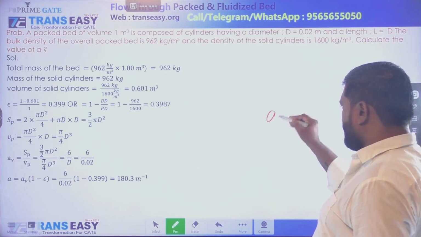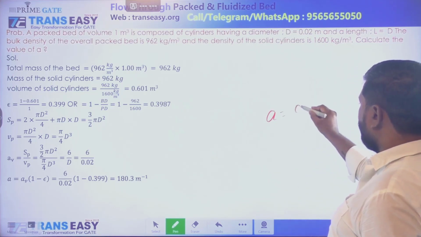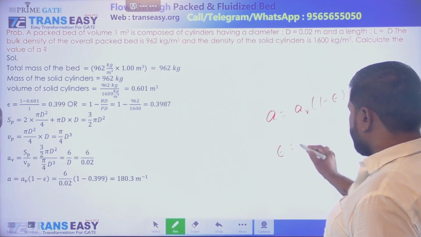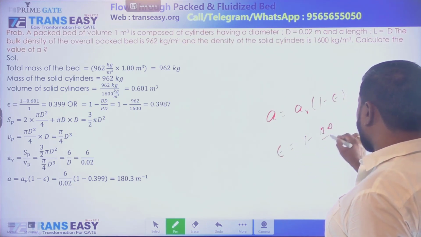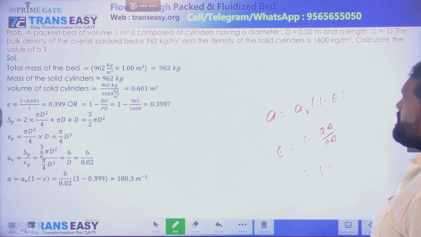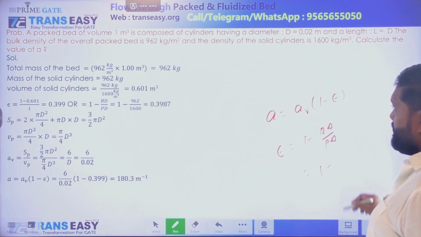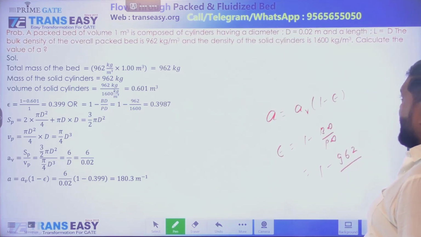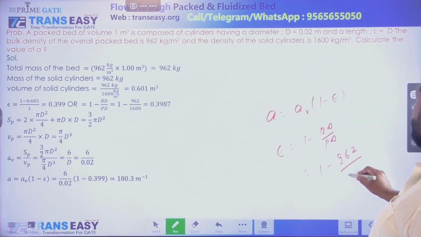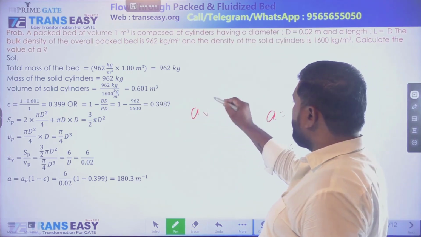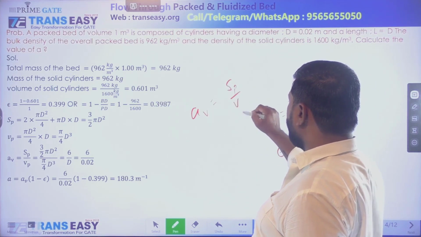We need A, right? So for A, we need Av and epsilon. Porosity is 1 minus bulk density upon particle density, right? So 1 minus the bulk density of the bed, 962, and the particle density, the particle is a cylinder, so it is 1600. Av is Sp upon Vp.